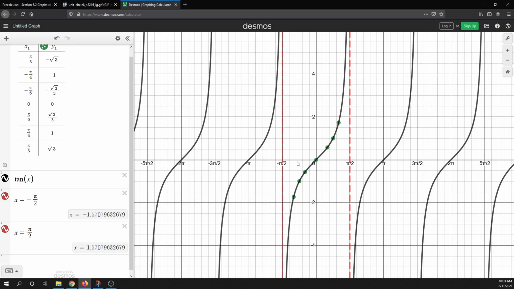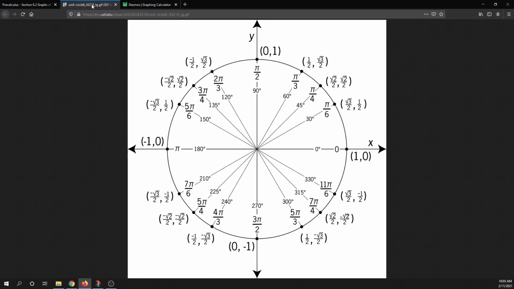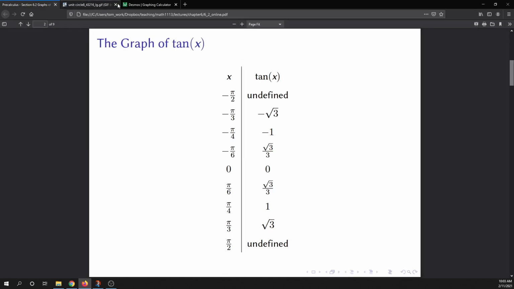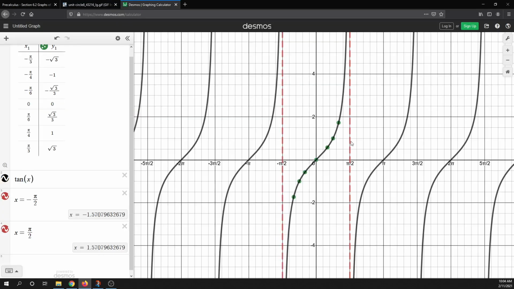So everywhere that the tangent function is undefined, you're going to have a vertical asymptote of the tangent function. Okay, so that's what the graph of tangent looks like. All right, and so let's talk about its properties.